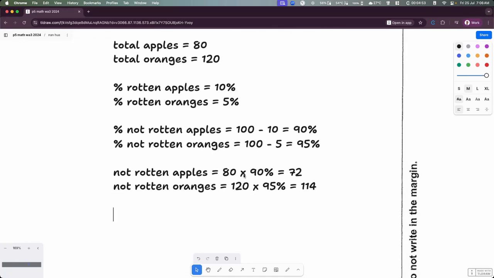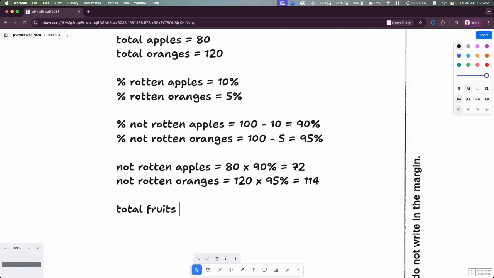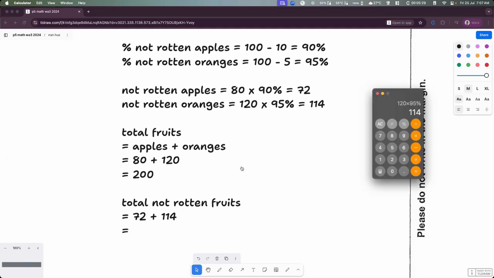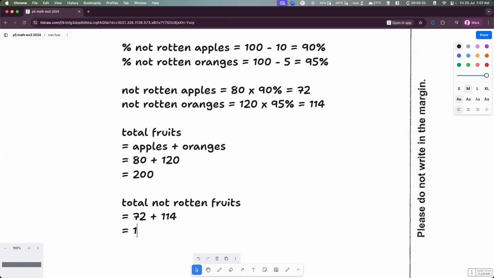Okay, so now we want to get the total fruits, which is equal to apples plus oranges. So oranges plus apples, 80 plus 120 is equal to 200, right? And then lastly, the total not rotten fruits is equal to 72 plus 114. Okay, so I use the calculator again. 72 plus 114 will give us 186.